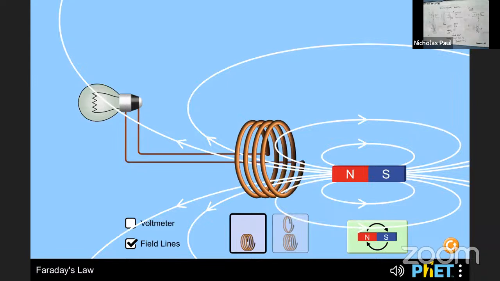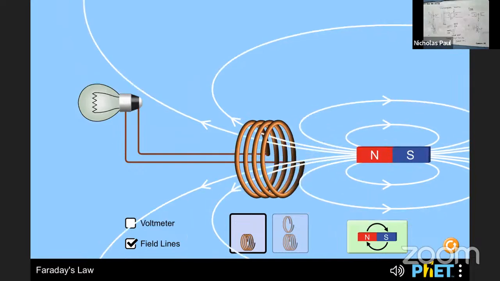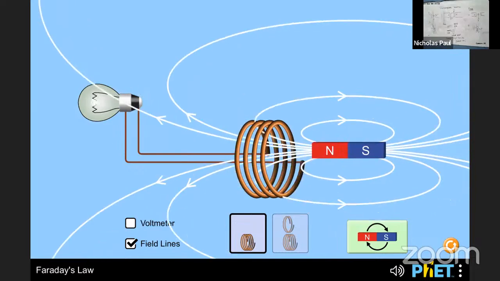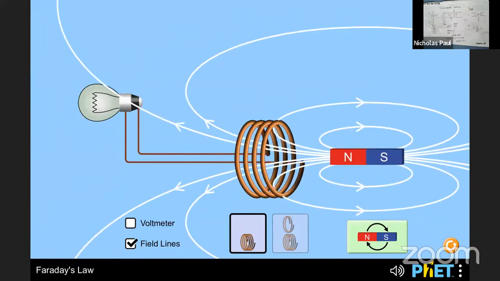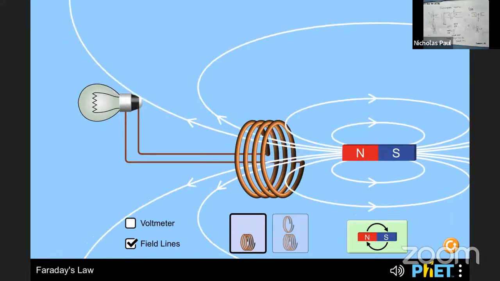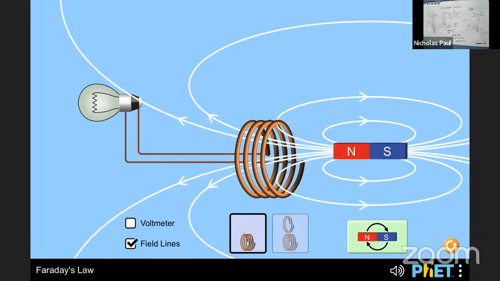So here's what Faraday said. All right? So Faraday said when the conductor cuts the field lines, an EMF is produced. Watch here. So here's what Faraday said. You see all those field lines? When those field lines are being cut by the conductor, an EMF or a voltage is being produced, right? So watch it here. As I move it in, you see it cutting?